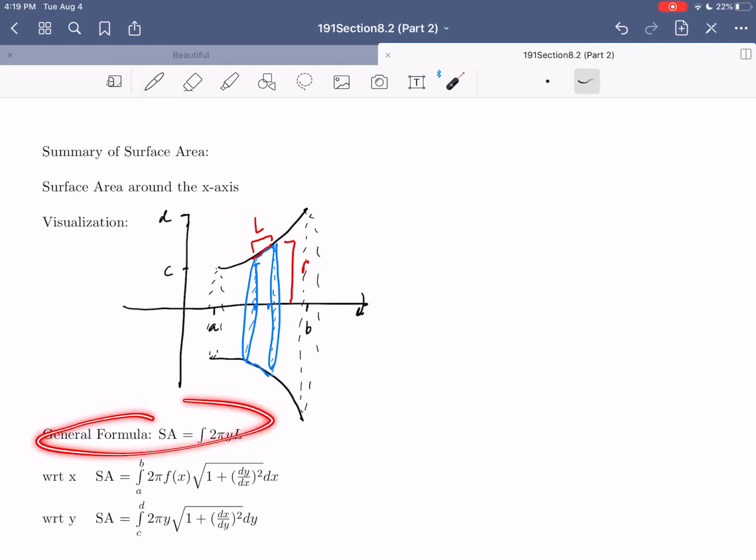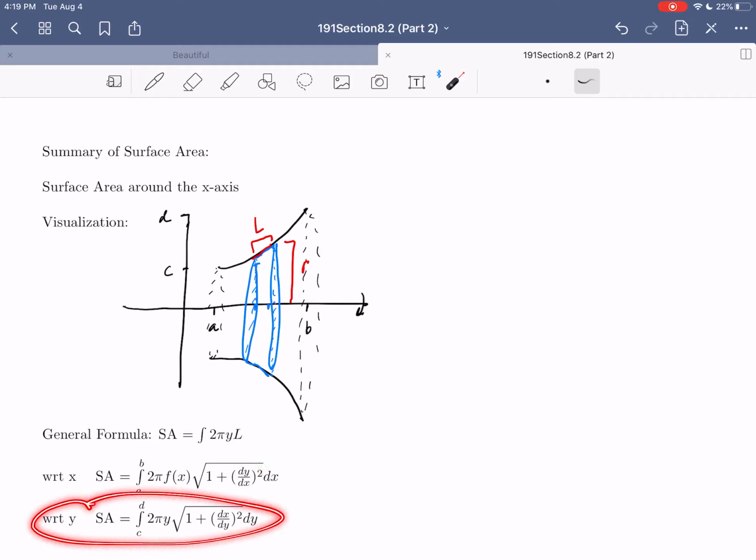Then we broke this general formula down into two situations depending on which variable of integration we want to use. If we want to work with respect to x, well, then we would integrate from a to b because those are our x bounds. 2 pi f of x, so we'd have to use the function because we can't use y, so we'd have to replace the y with f of x. And then for the arc length, we would use the x definition of arc length, which is the square root of 1 plus dy dx squared, and then integrated dx.